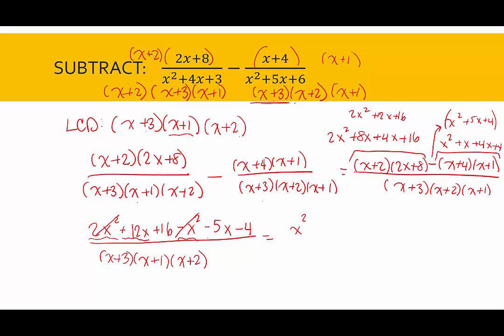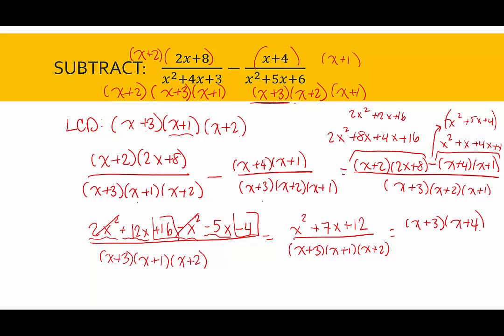12x and minus 5x will give me 7x. And then I have plus 16 and minus 4, which is positive 12. So x squared plus 7x plus 12. Okay, is that going to be factorable? Well, the target product is 12. The target sum is 7. Yes, it is. 3 and 4, right? That'll work. They multiply to 12. They add up to 7.